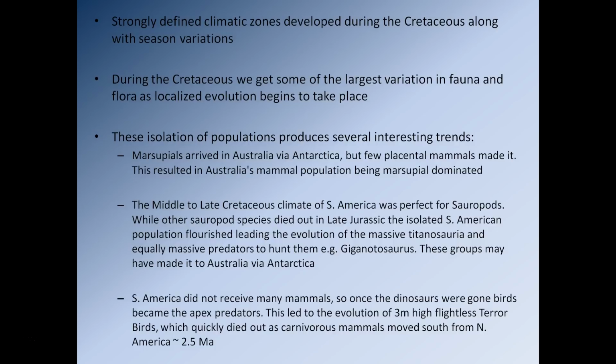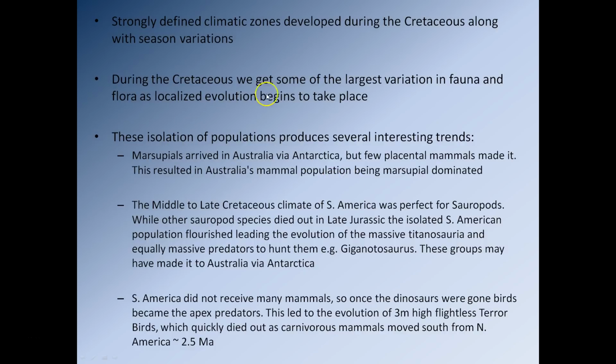So the Cretaceous marks a period where we get these strongly defined climatic zones developing, and this is due to the disruption of ocean circulations by the continents separating and essentially getting in the way. The continents get in the way, and it causes ocean circulation patterns to change.